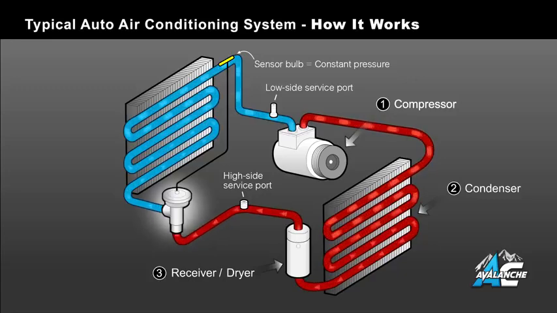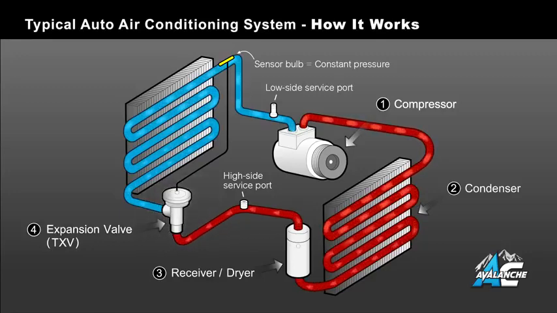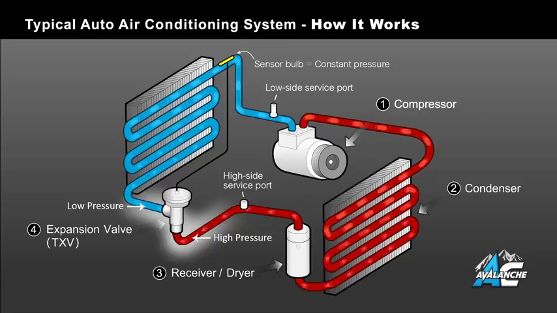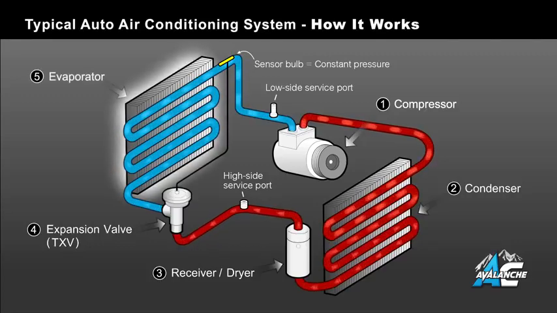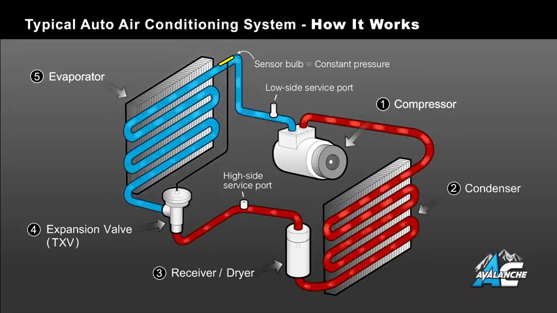Next, this high pressure liquid passes through the expansion valve, allowing it to expand and turn into a low pressure liquid, as indicated in our color change from red to blue. This low pressure liquid flows from the expansion valve directly into the evaporator, at which point it begins to boil and turn back into a low pressure gas, absorbing heat as it does so.